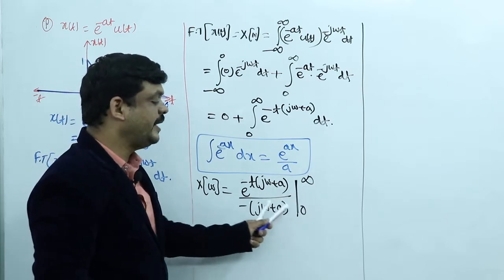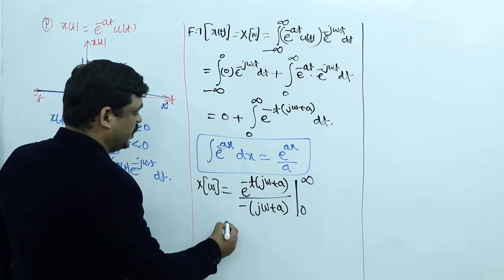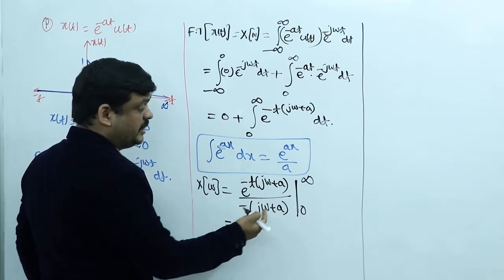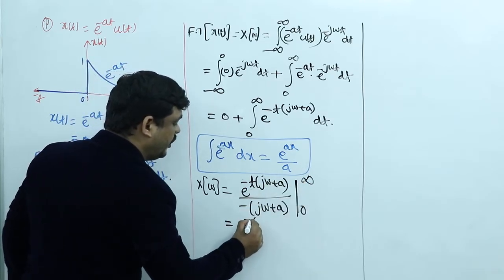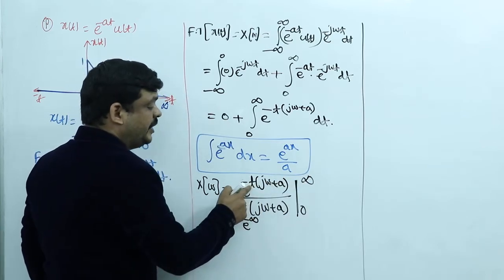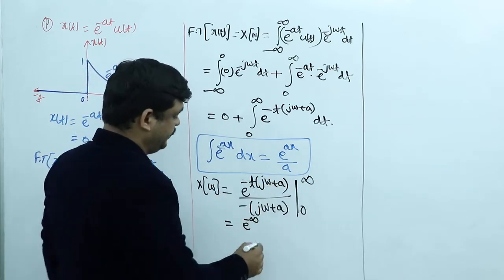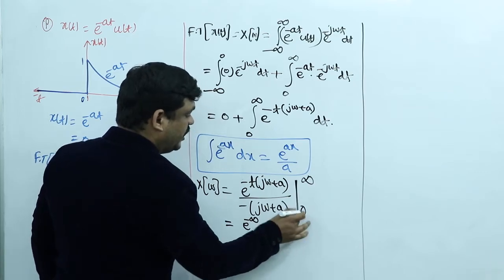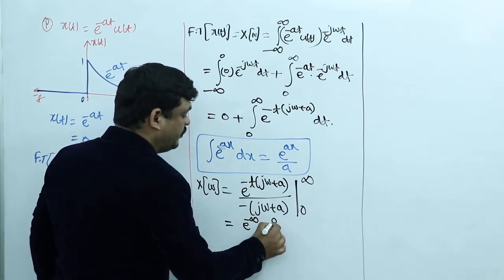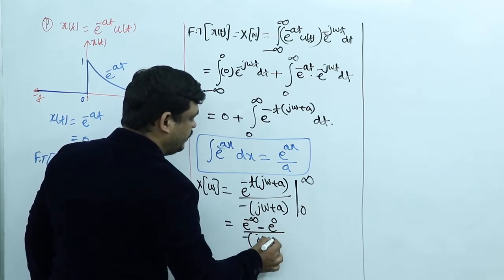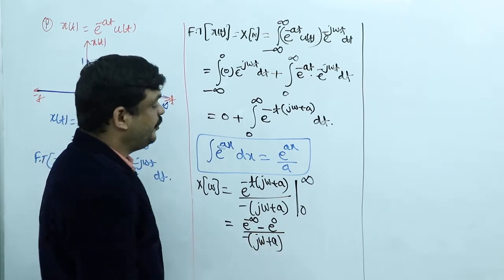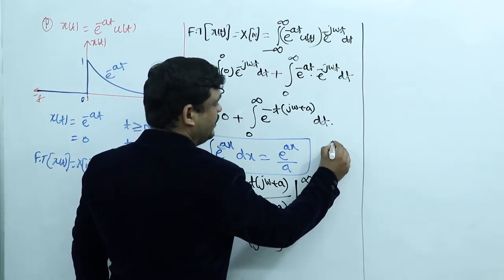Then substitute the higher limit and lower limit within this equation. First, I want to substitute the higher limit. Then it becomes e to the power of minus infinity, because infinity times something becomes infinity. Minus, apply the lower limit: 0 is substituted here, e to the power of 0 by minus of j omega plus a. The value of e to the power of minus infinity, these are the standard values, please remember these values.